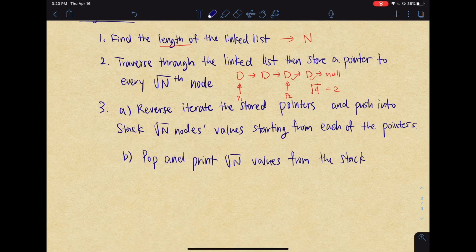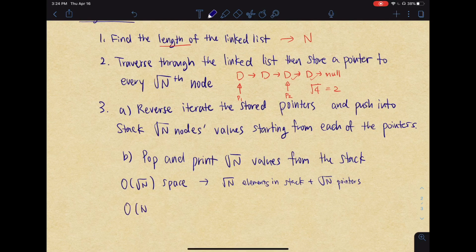So this gives us O of root n space because we have root n elements in the stack plus root n pointers.